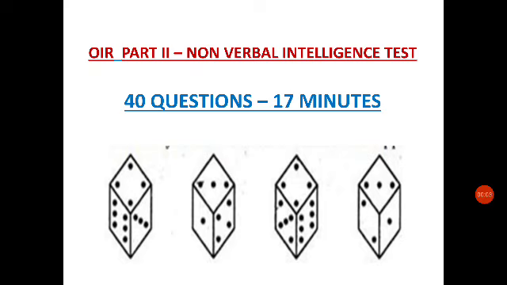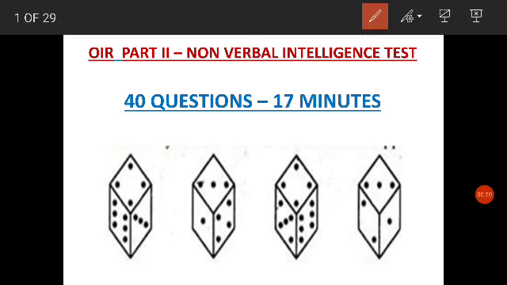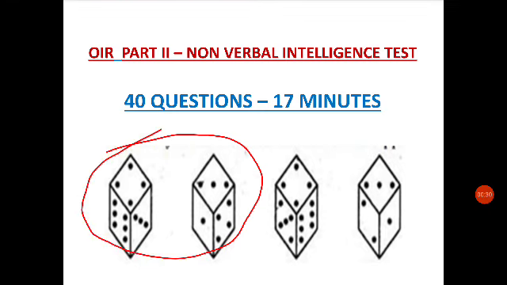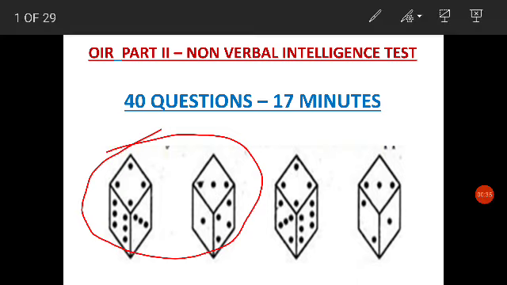In this video, we will see OIR Part 2 for SSB interview candidates, non-verbal intelligence test questions. In this test, you get about 40 questions and you have to complete these questions in 17 minutes. That means for every question, you get less than half a minute. And you generally get figures like this, and you have to see the difference. In detail, I'll tell you in the subsequent slide.